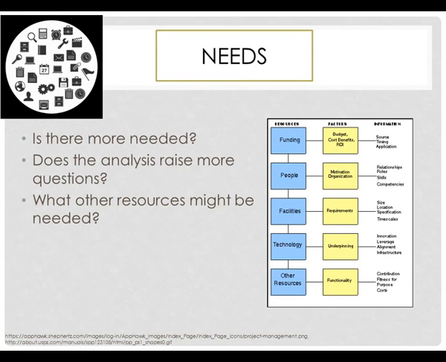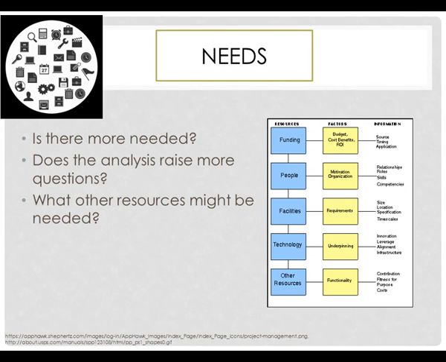And finally, what about the needs? So you've done some analysis, you have a plan, but is there more that's needed? We talked a little bit before about how you don't want to do more than is needed, but are you actually addressing at a minimal level what's needed? And what do you do when the analysis raises more questions? Maybe they need to be addressed, maybe they don't. And what other resources might be needed?